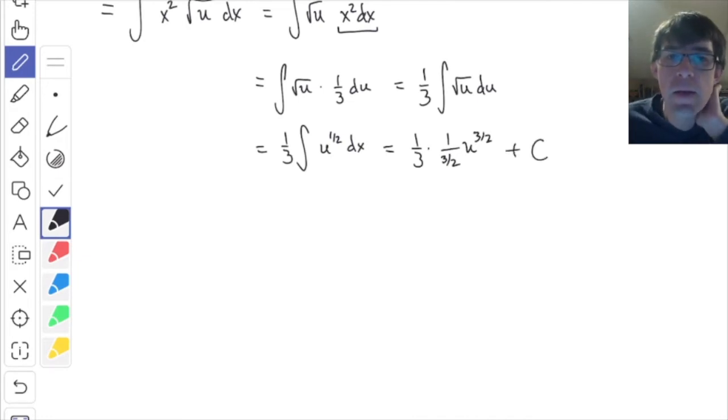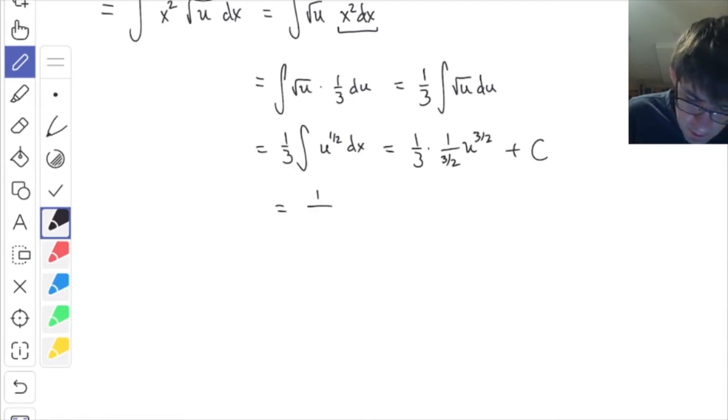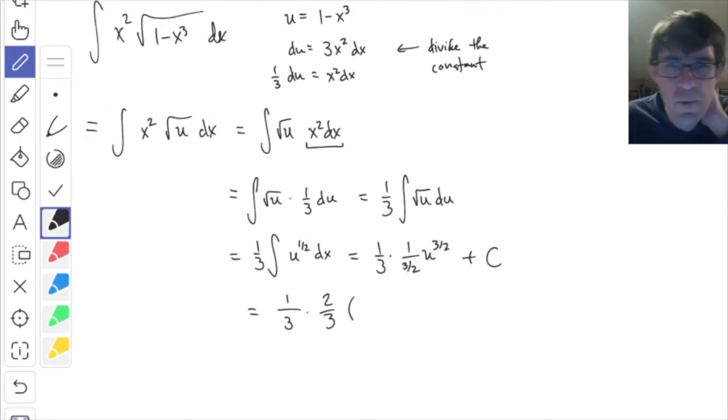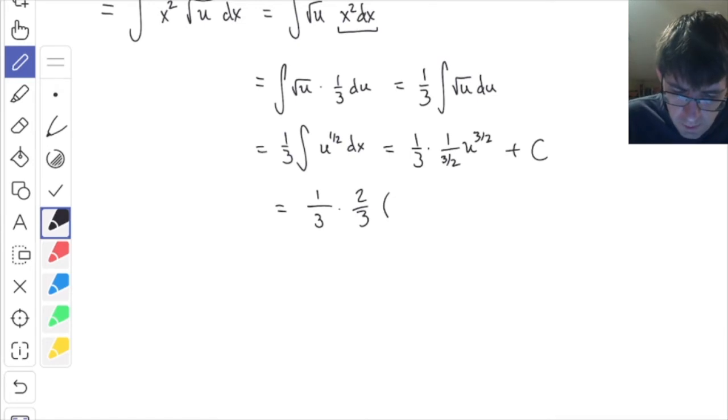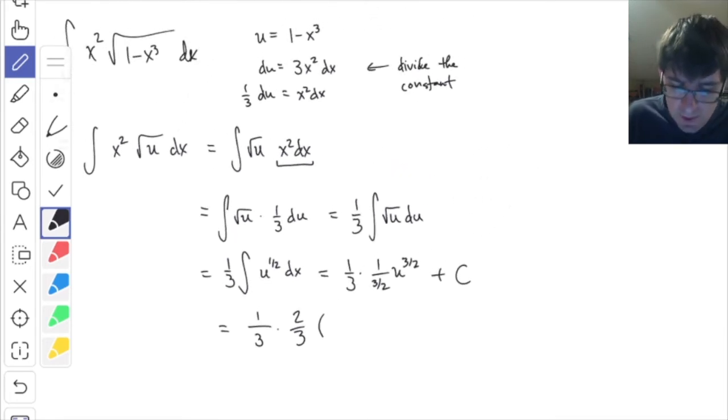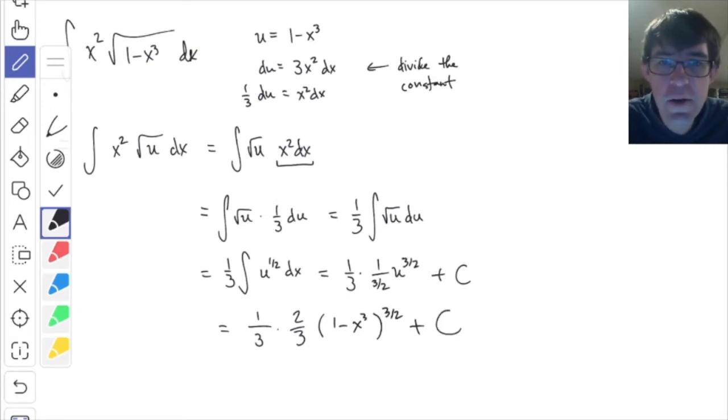All right, and then the final step, which is always easy, you replace the u with whatever it is in terms of x. So my final answer is 1/3 times 1/(3/2). Would you mind if I say 2/3? I don't like fractions inside of fractions, although I don't really care. I mean, you can write it however you want. But okay, I replace u, since u equals 1 minus x cubed. So 1 minus x cubed to the 3/2 plus c. And there you go. This is my answer.